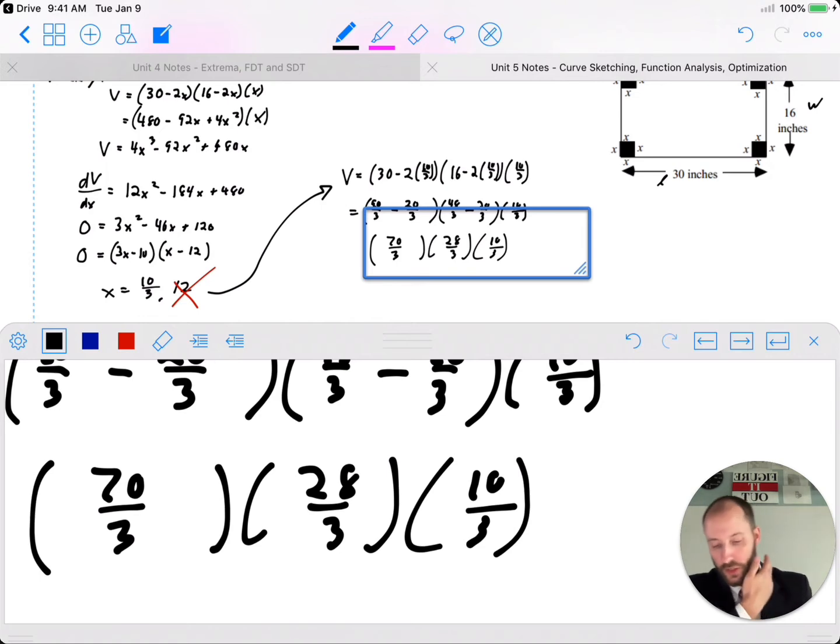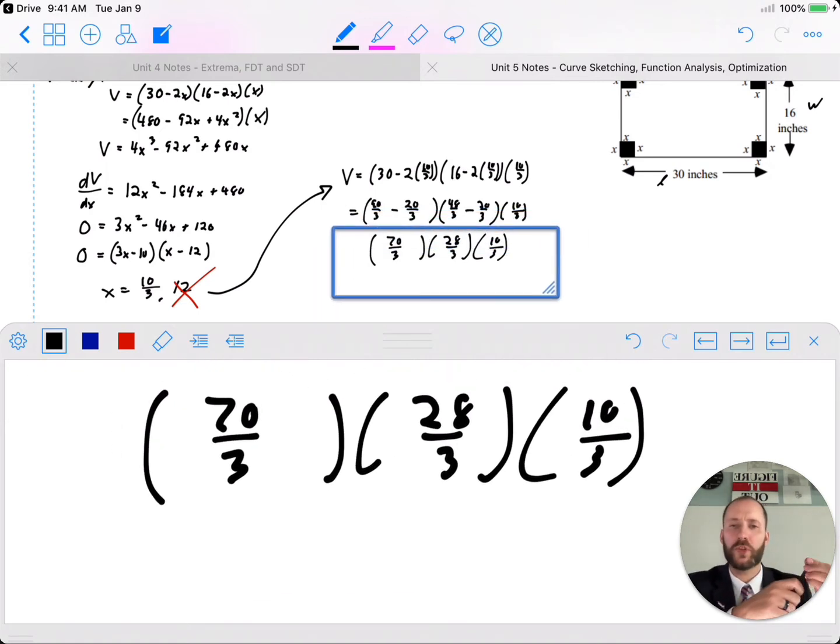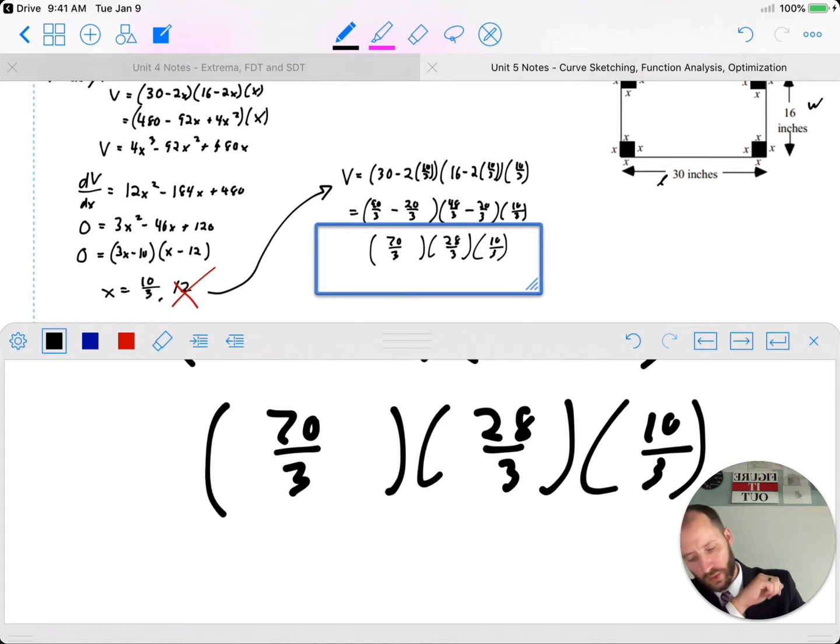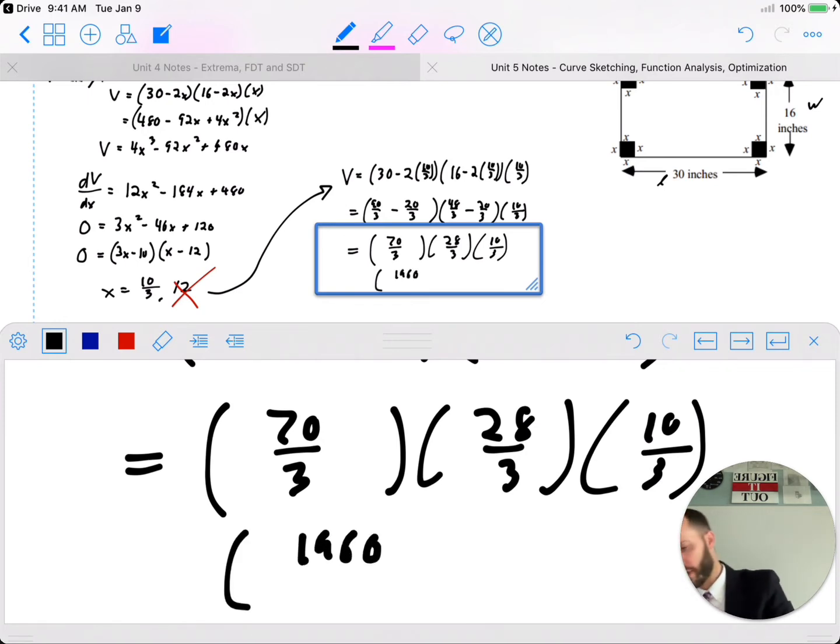So 70 times 28, so 70 times 20 and 70 times 8. Then add them together. So 70 times 20, 1400. 70 times 8 is 560. So 1400 plus 560 is 1960. I think I'm right. Let me check. Heyo, still got it. Okay.